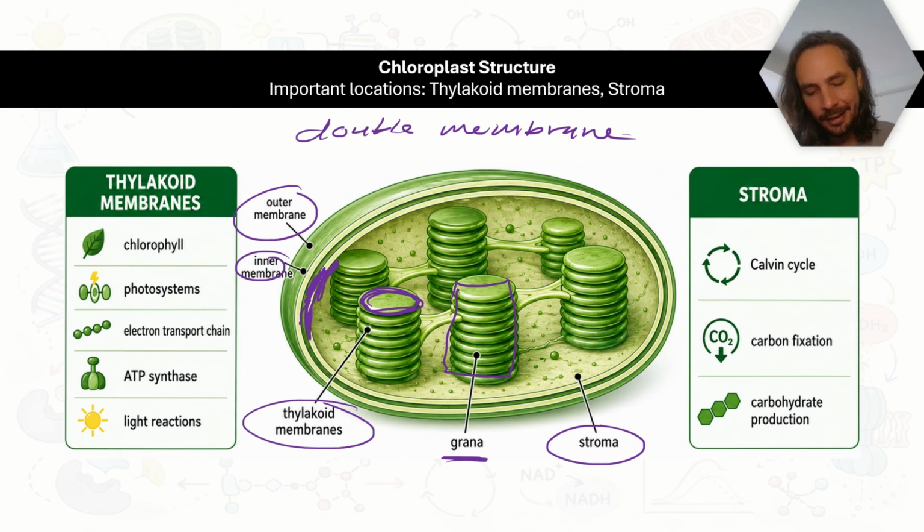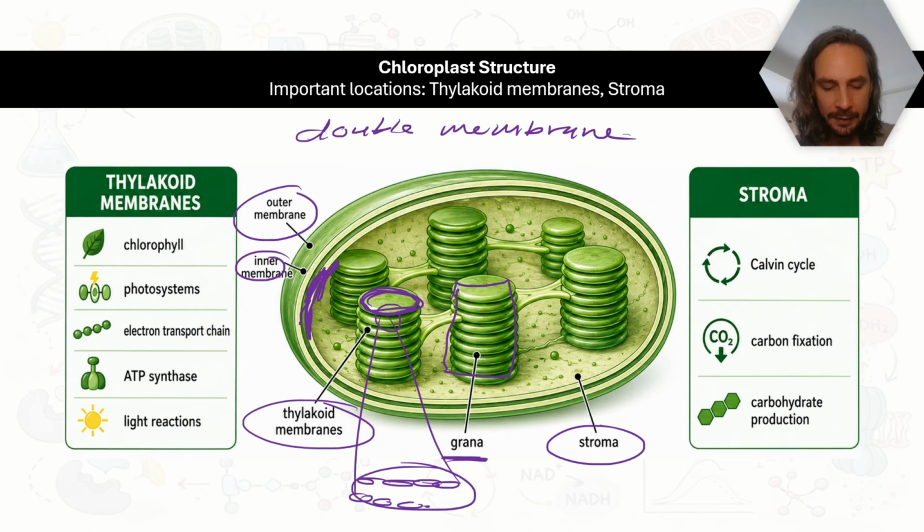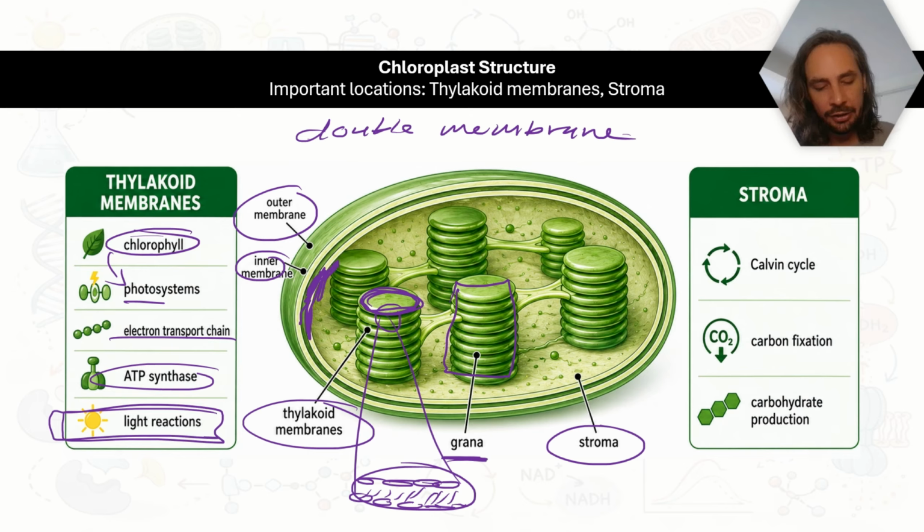Now, inside these thylakoid membranes, remember if I say it's a membrane, that it has a phospholipid bilayer. This is where we'll find the pigment chlorophyll that helps photosystems do their work. We have an electron transport chain. We have ATP synthase, and this is where the light reactions happen. All these reactions need light, so inside these thylakoids is where the light reactions happen.